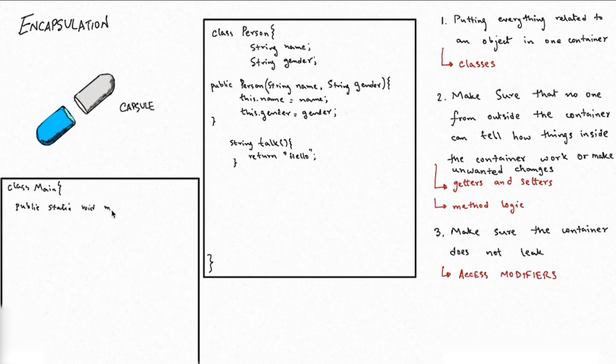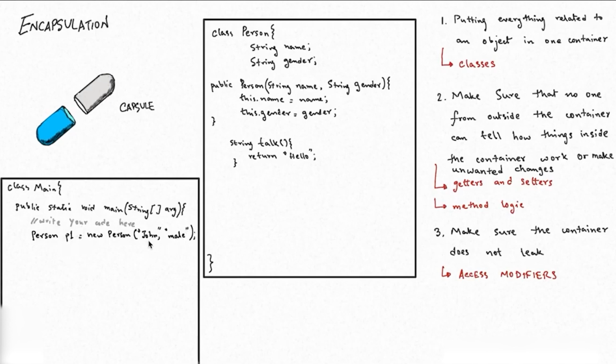The name of the method is main, and it can take some arguments, but we have not discussed that, so don't worry about it. Okay, now let's say we want to create a person object in our main class. So now we've created our person, P1, and P1 person's name is John, and P1 person's gender is male.